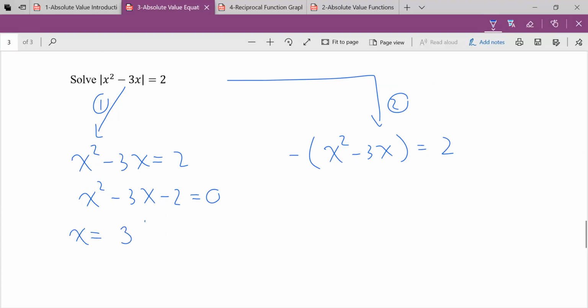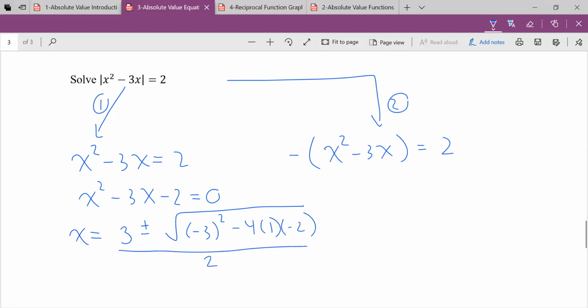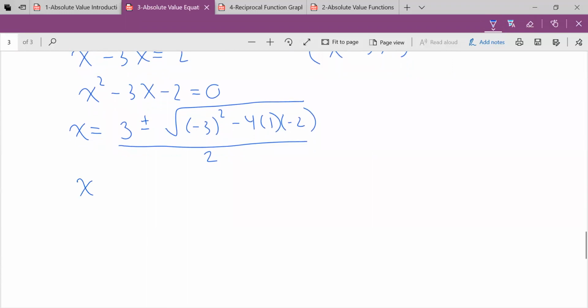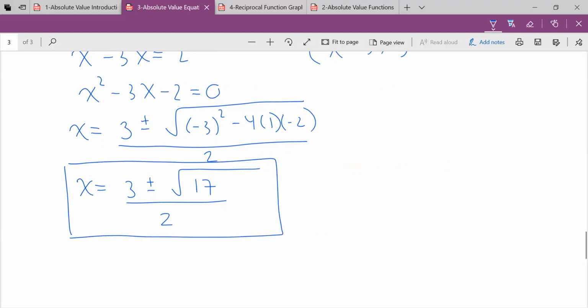So -b plus or minus the square root of -3 squared minus 4ac, all over 2 times a, and a is just 1. All right, let's just keep simplifying. So x is equal to 3 plus or minus the square root of, what's our discriminant here? Well, it's going to be 9 plus 8, so square root of 17 over 2. Well, there's nothing that simplifies, so that would be one of our roots. It's not very pretty, but there it is.